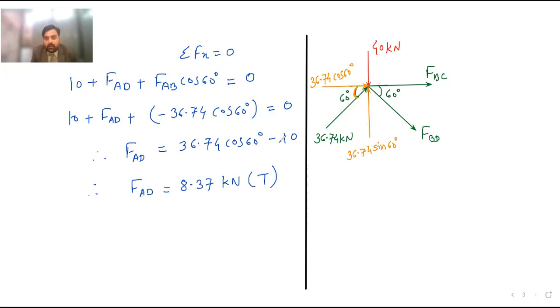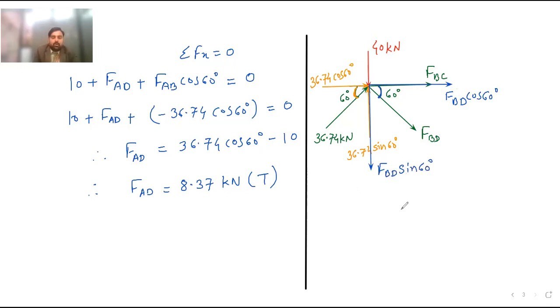Again, this FBD, if we resolve this FBD into two components, then the first component will be here, it is on FBC, and the second component will be on this line. So it is FBD and this is also FBD. Now this angle is 60 degree. For BD this angle is 60 degree, so this will be cos 60 and this is sin 60.